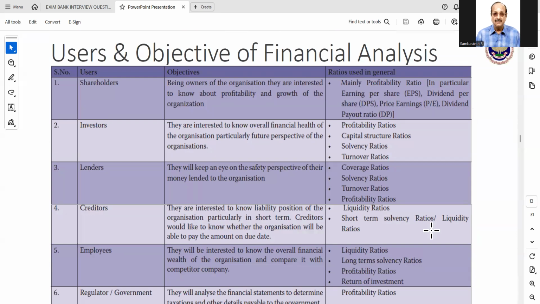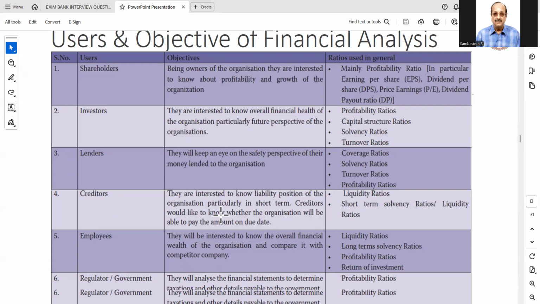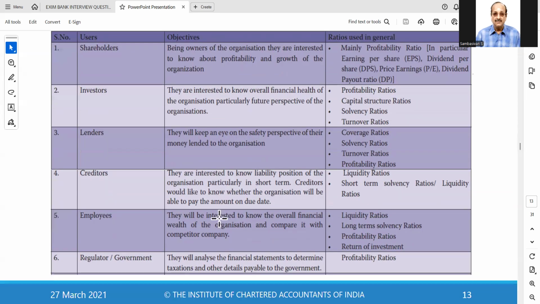Users and objectives of financial analysis: how shareholders use it. Being owners of the organization, they are interested to know about profitability. Then investors are interested to know overall financial health. Then lenders and creditors, both are the same. Then employees, regulator or government.